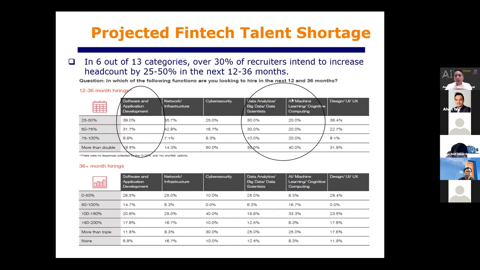And then the government will coordinate with NUS to design a curriculum that can meet the industry demand. So 6 out of 13 job categories at fintech companies are in shortage, especially the ones for our program. We try to develop students to meet the demand: software and application development, data analytics, big data, data scientists, AI, machine learning, cognitive computing. Those three are from the industry advisory board Prof Chin showed you earlier. I presented the slides to them and they specifically told me they need talent in these three areas. And actually, they need all 6.